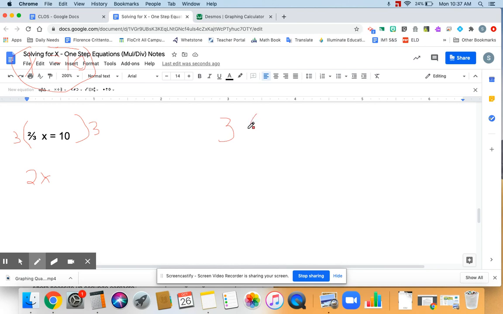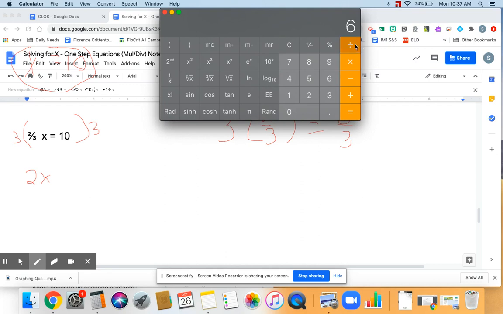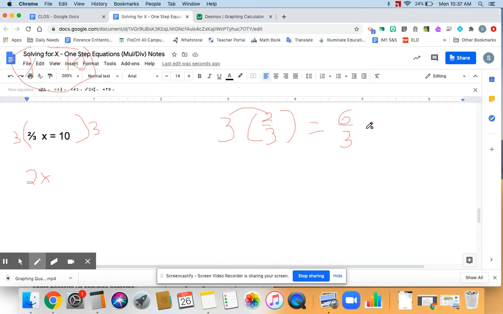If I have 3 times 2/3, well, I have to do 3 times the 2 on top, and that's going to give me 6. But then I still have divided by 3 on bottom. And 6 divided by 3 is 2. So really what happens is this 3 cancels with this 3 because multiplying by the division is inverses, so they eliminate each other. And then you're just left with the one on top, right here as your answer.